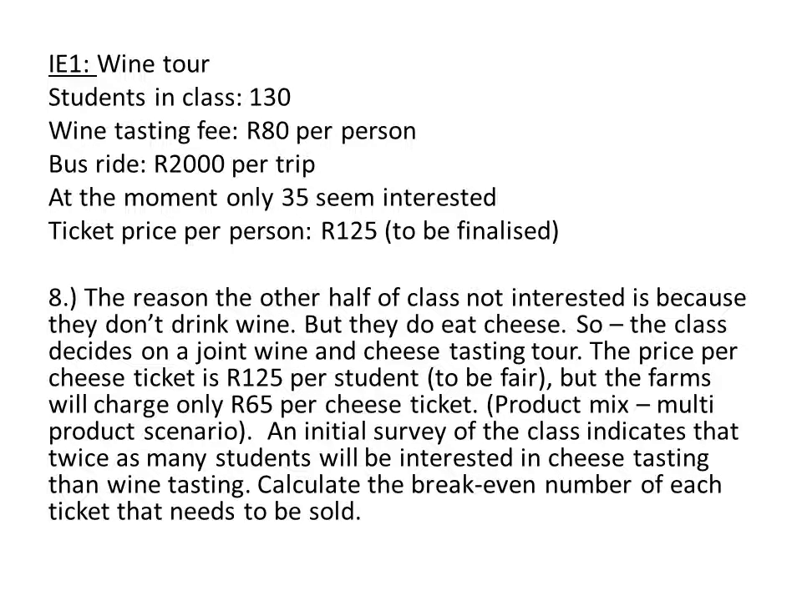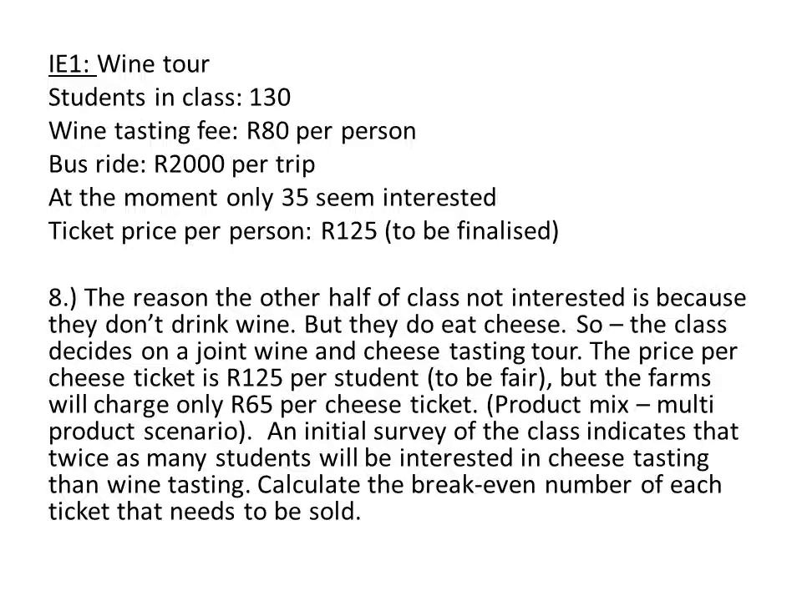Okay, so now it gets interesting. The reason why the other half of the class does not want to go on the trip is because they don't drink wine, but they do eat cheese. So the class decides on a joint wine and cheese tasting tour. The price per cheese ticket is 125 Rand per student, to be fair, so the same as the wine, but the farms only charge 65 Rand per ticket, not 80 Rand as for the wine.